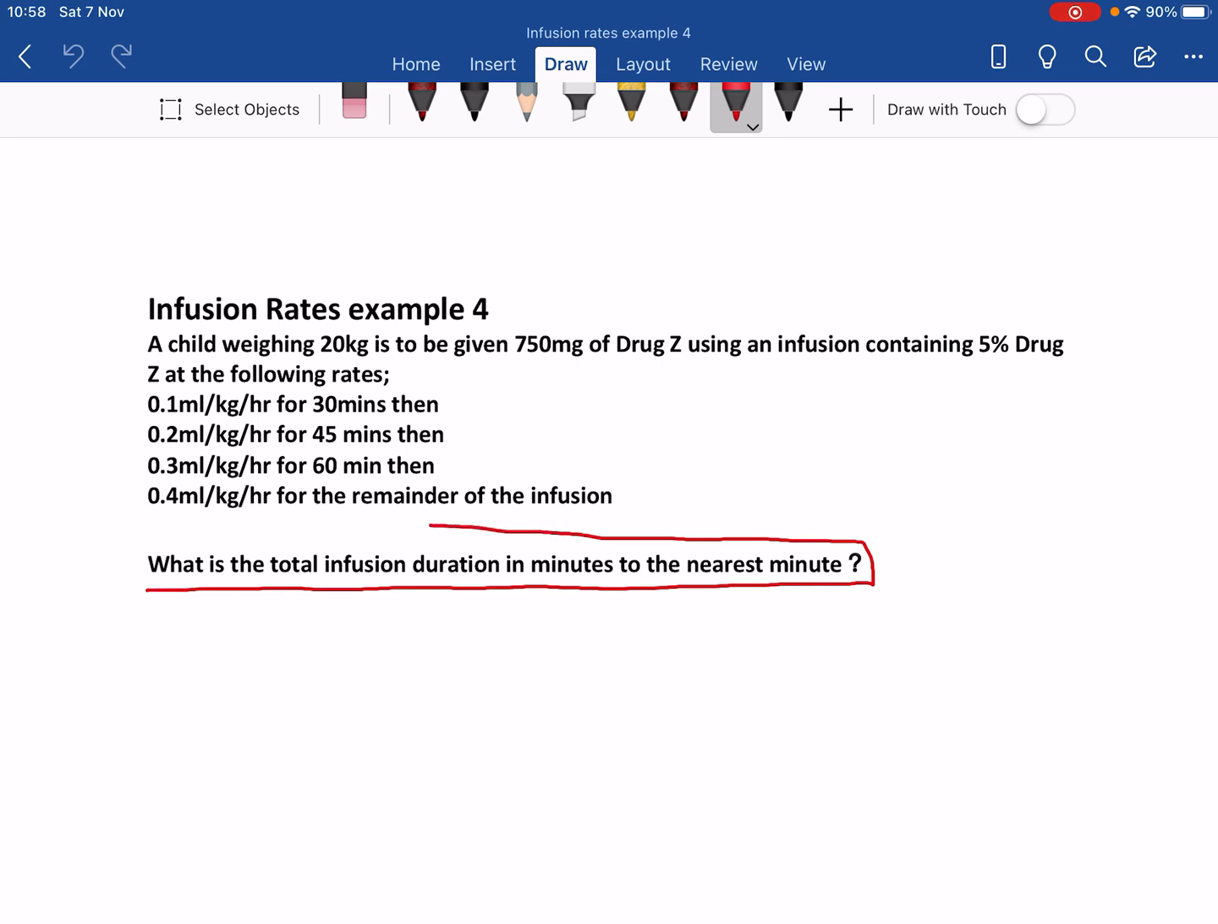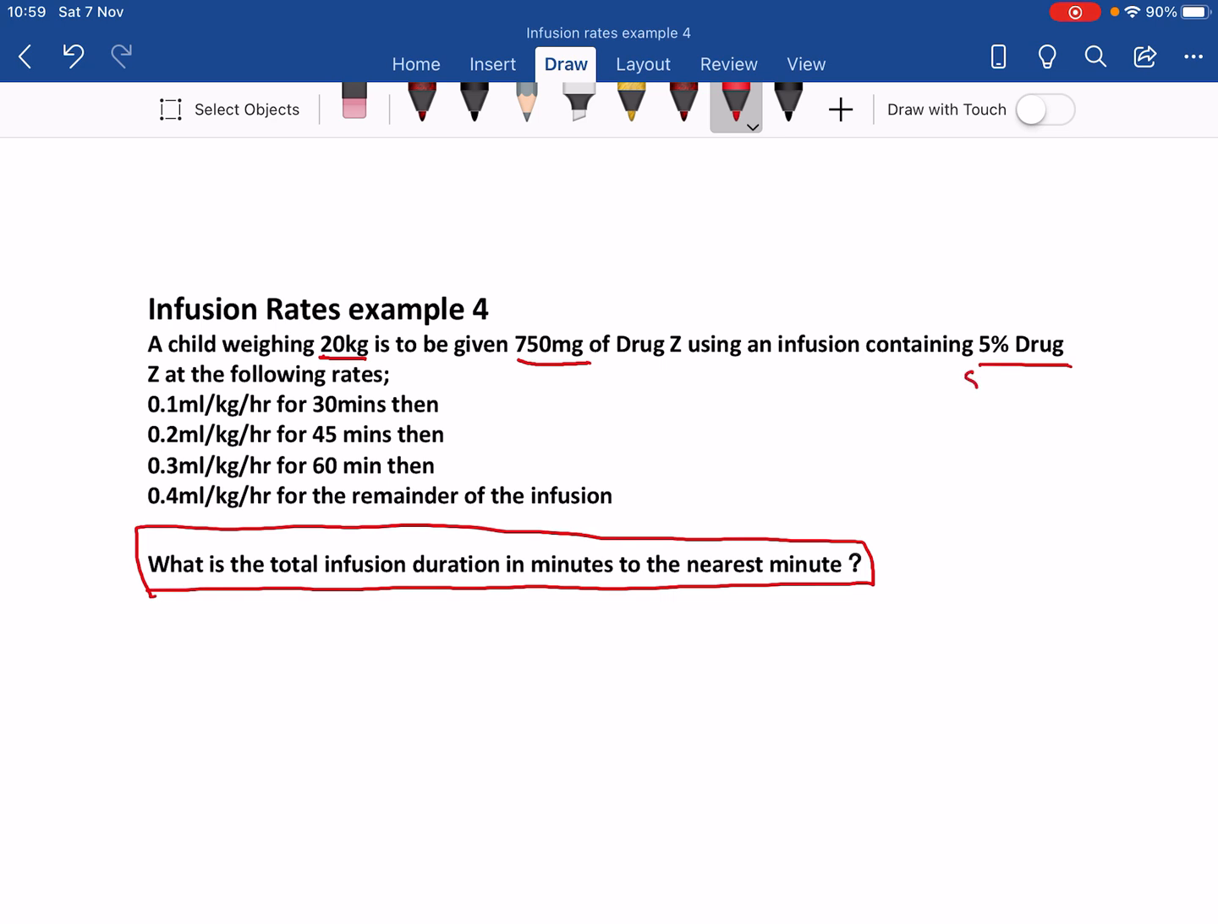So keep a hold of what the question's actually asking. So what we know is the child's weight. We know the total amount of drug there to be given, and we know the strength of the drug. So the first thing I would do would be to convert that percentage strength to a milligram strength.